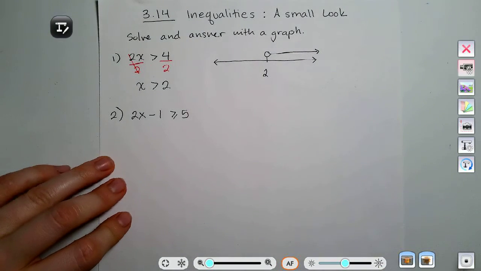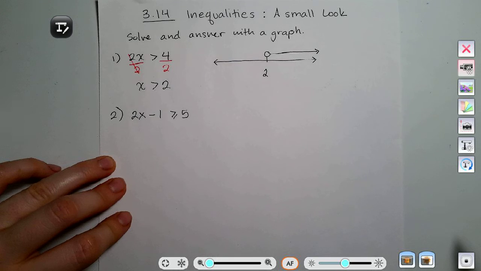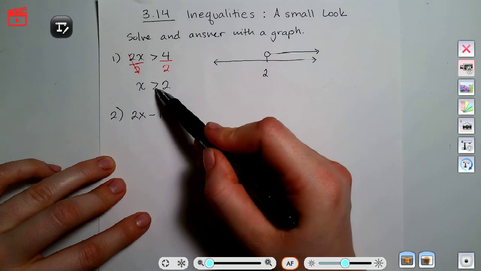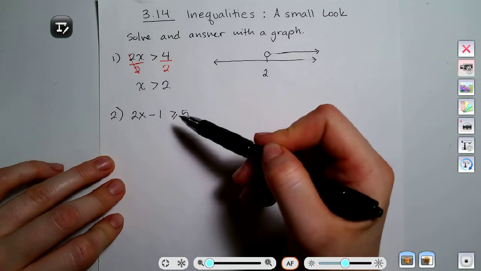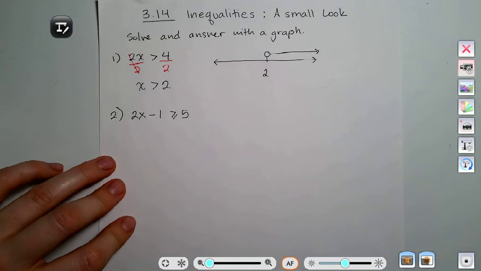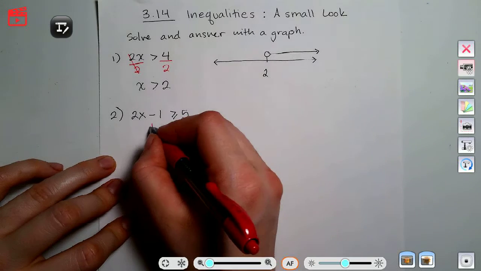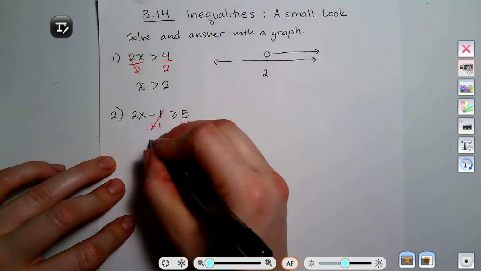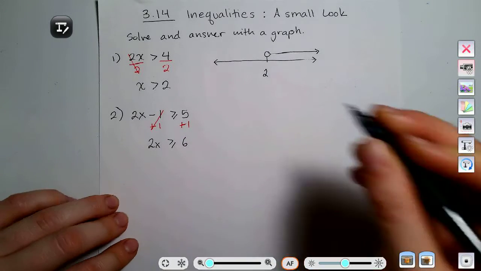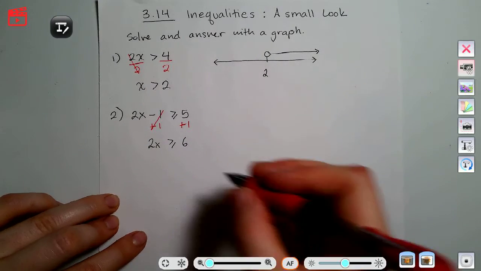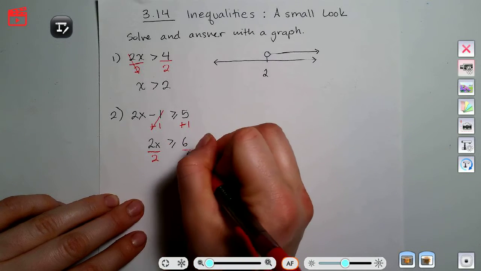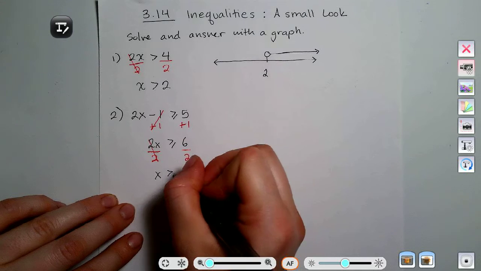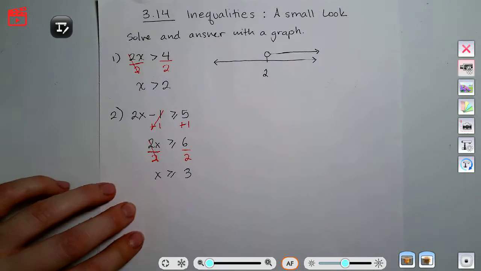So reading this off, 2x minus 1 is greater than or equal to 5. So notice that little difference here, or equal to. This one didn't have that line. This sign does. Same thing, we're going to try and solve for our variable. So let's add 1 to both sides. 2x is greater than or equal to 6. All right, solving for x. Let's divide both sides by 2. So x is greater than or equal to 3.